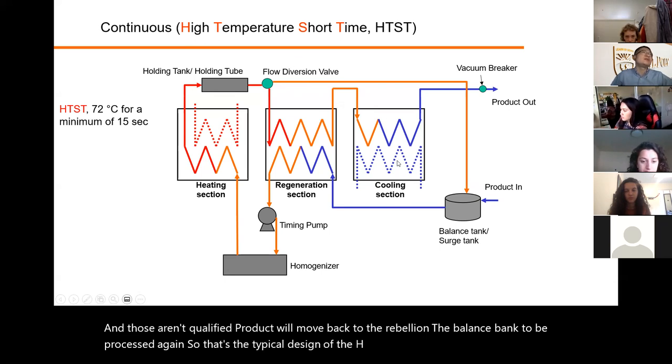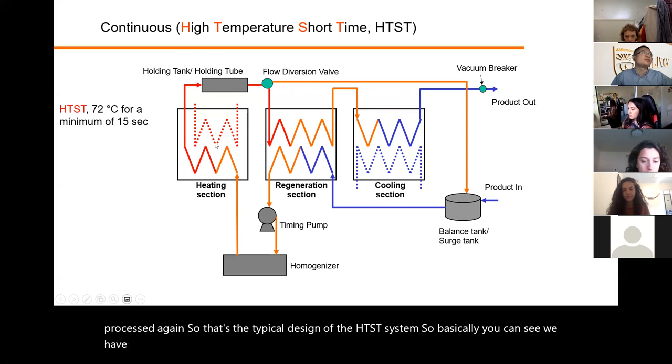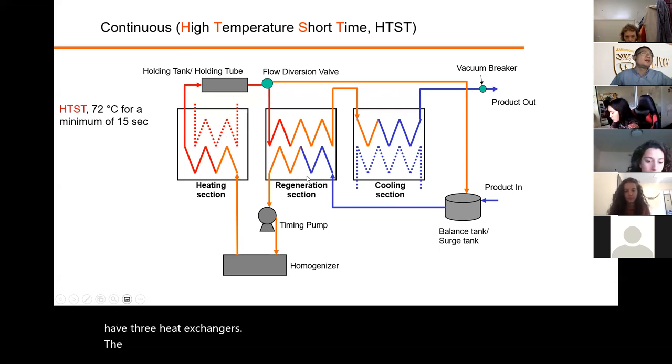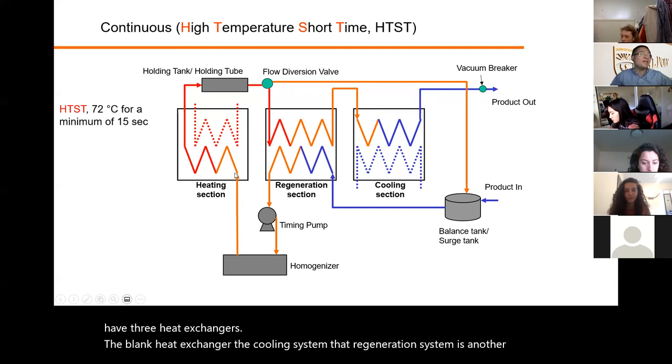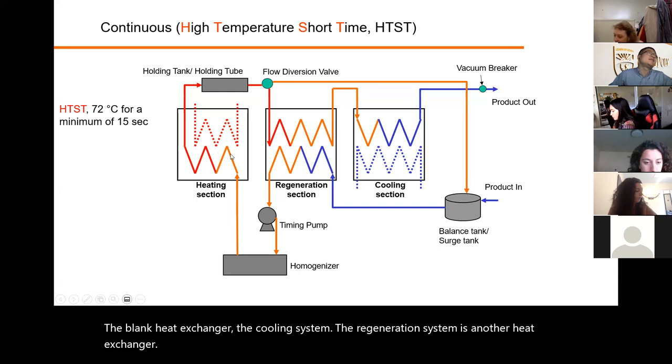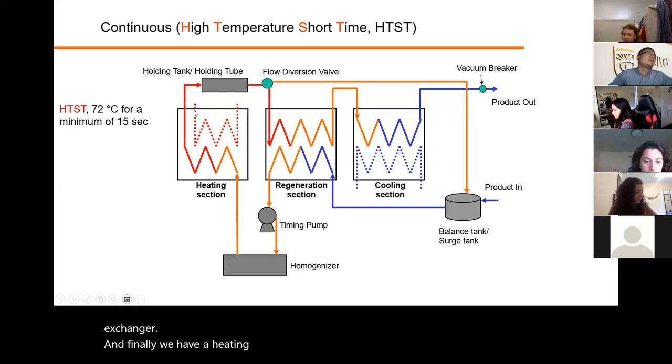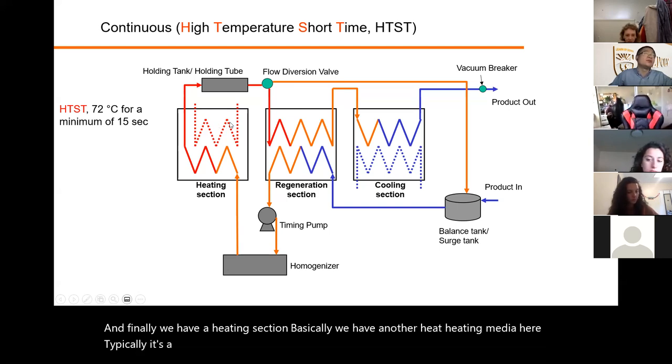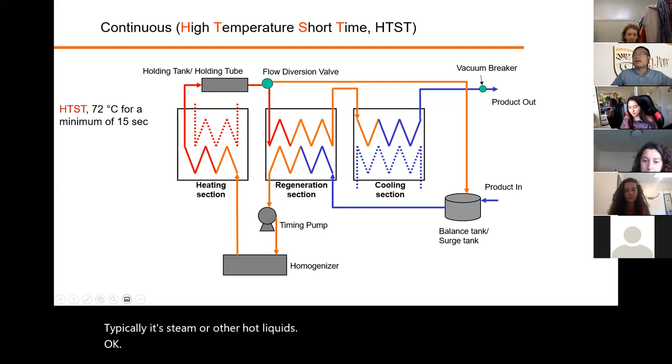So basically you can see we have three heat exchangers. One heat exchanger is the cooling system, the regeneration system is another heat exchanger, and finally, we have a heating section. Basically, we have another heating medium here. Typically, it's steam or other hot liquids. Okay. So, guys, any questions about this system?